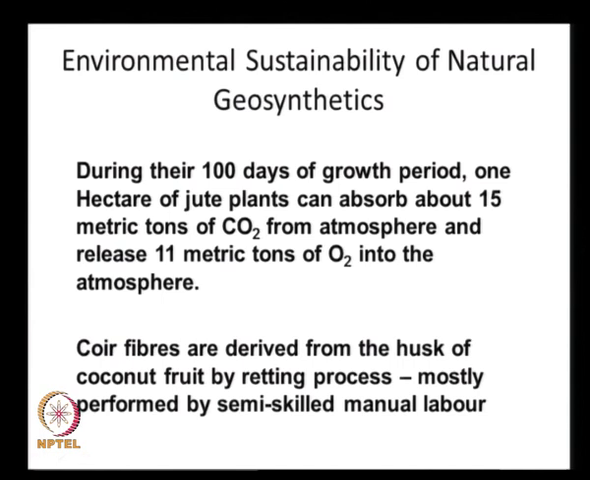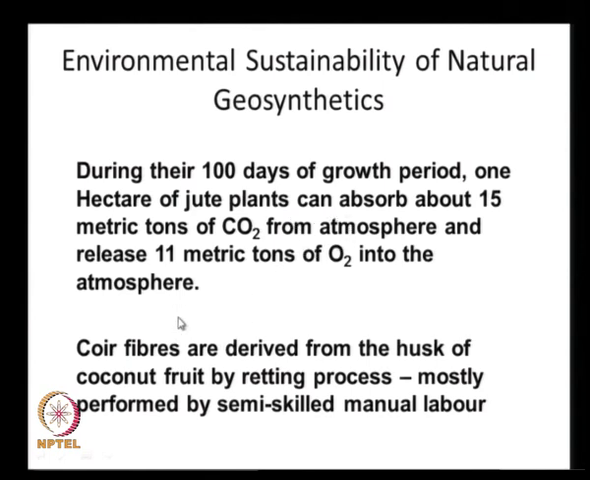Well, one advantage that we have with these natural geosynthetics is evident from this statement that I have taken from one of the papers written by Mr. Sanyal of the Jute board. During the 100 days of the growth of the jute plants, per 1 hectare, the jute plants can absorb about 15 metric tons of carbon dioxide and release about 11 metric tons of oxygen into the atmosphere, and this is a very clear evidence of the advantage of the vegetation. Of course, all the plants absorb carbon dioxide and release oxygen as part of their natural process, and the jute has more capacity to do this.